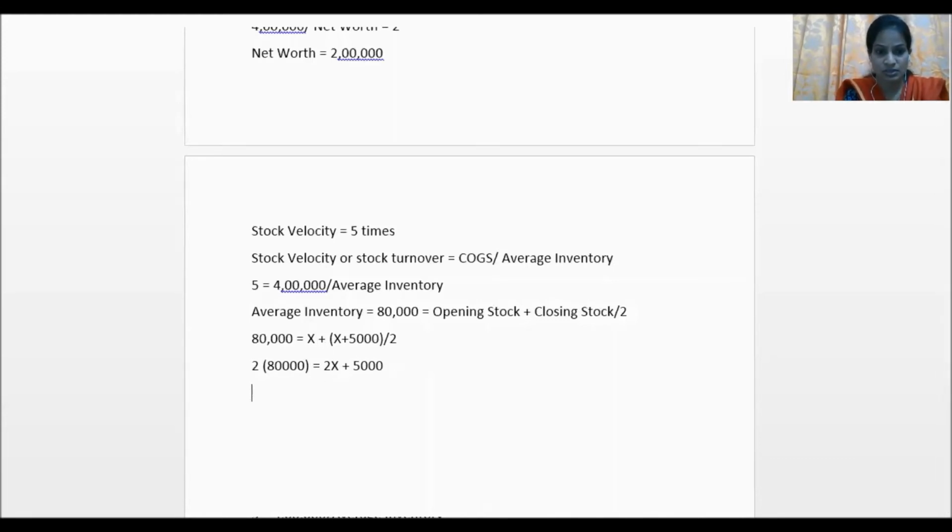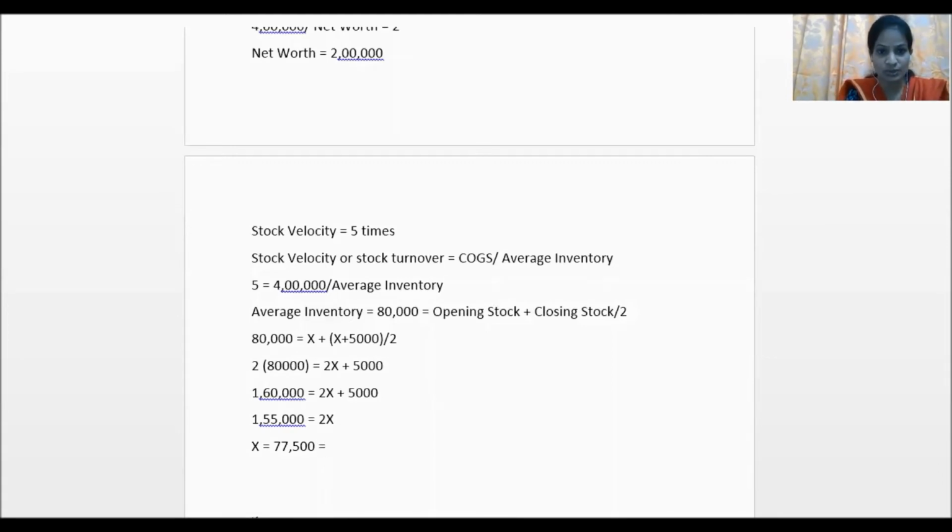Now we'll try and solve this equation. 80,000 into 2 will be 1,60,000 equals 2x plus 5,000. Further, 1,60,000 less 5,000 equals 1,55,000, which equals 2x. Now if you try to find the value of x, x equals 1,55,000 divided by 2. So that comes to 77,500.